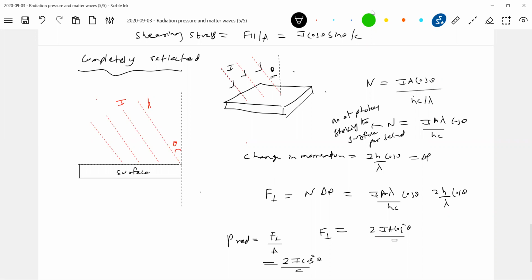Two I cos square theta by C. Tell me how this force will act. This F perpendicular, how will this force act? Reflected, no? Not only absorbed, reflected. I'll continue the diagram. How will this force act?